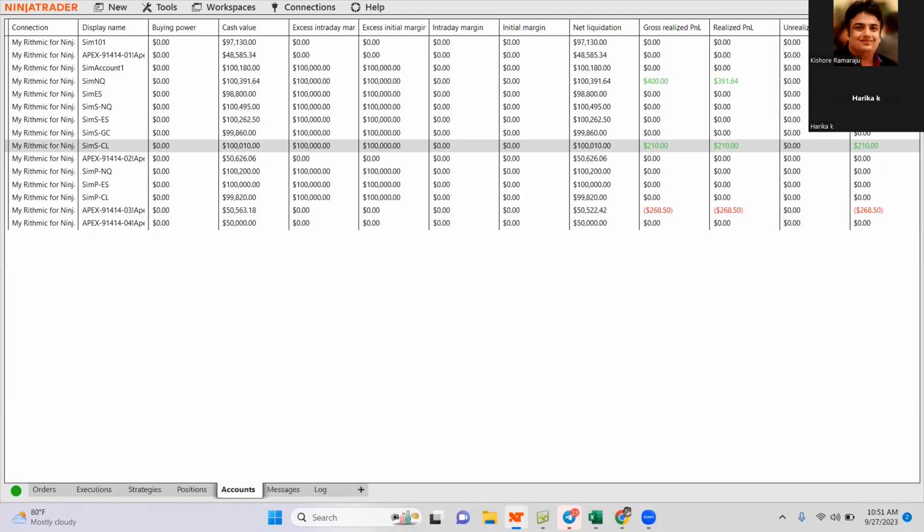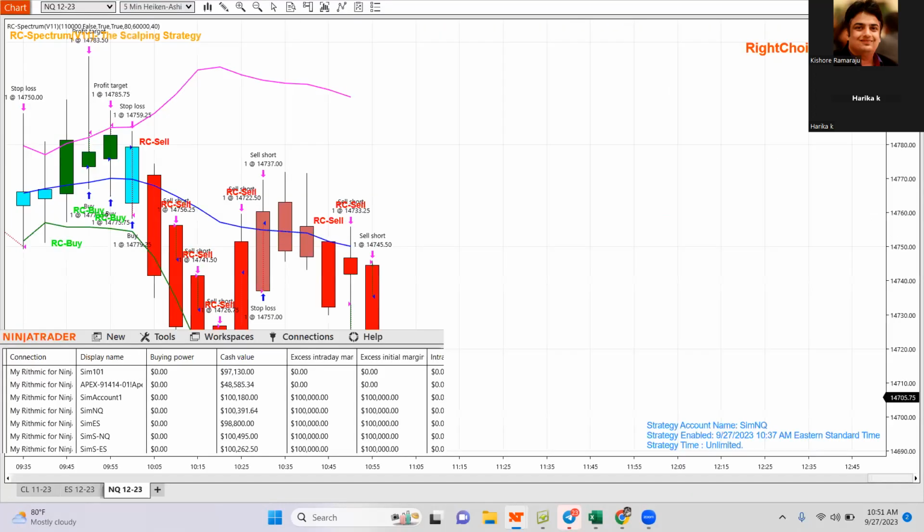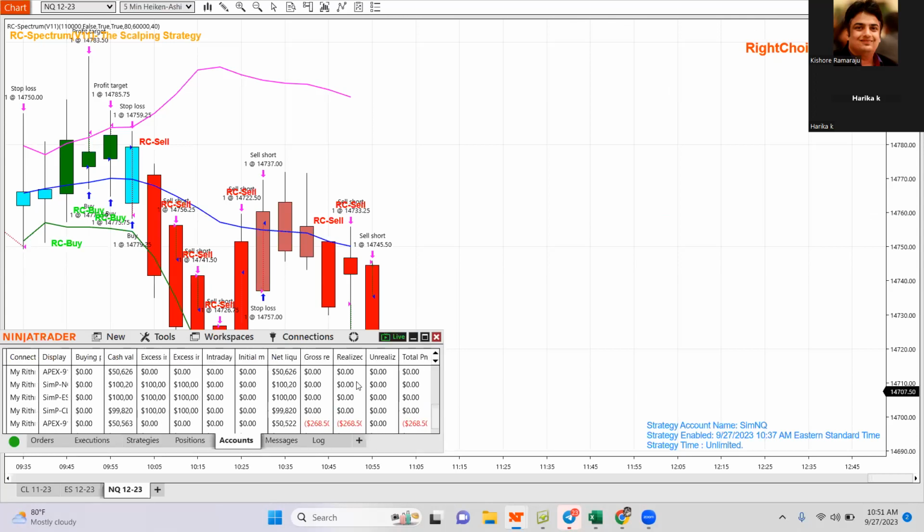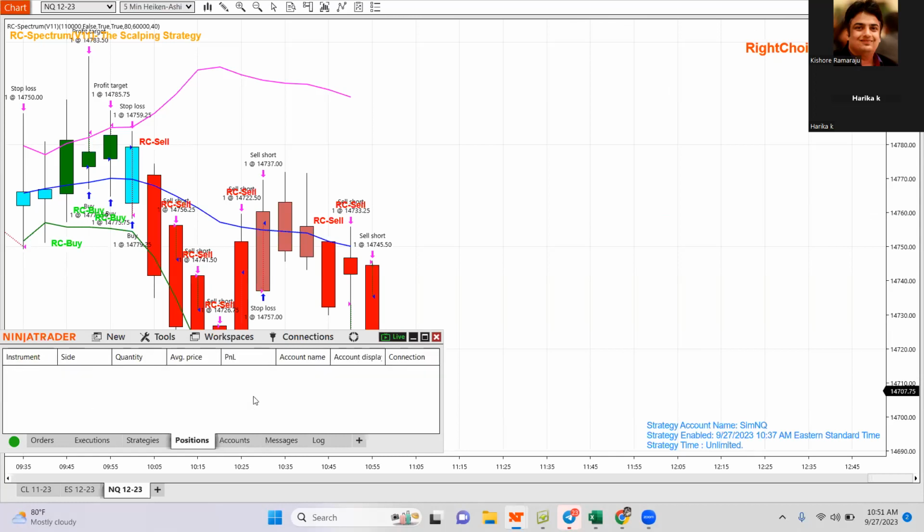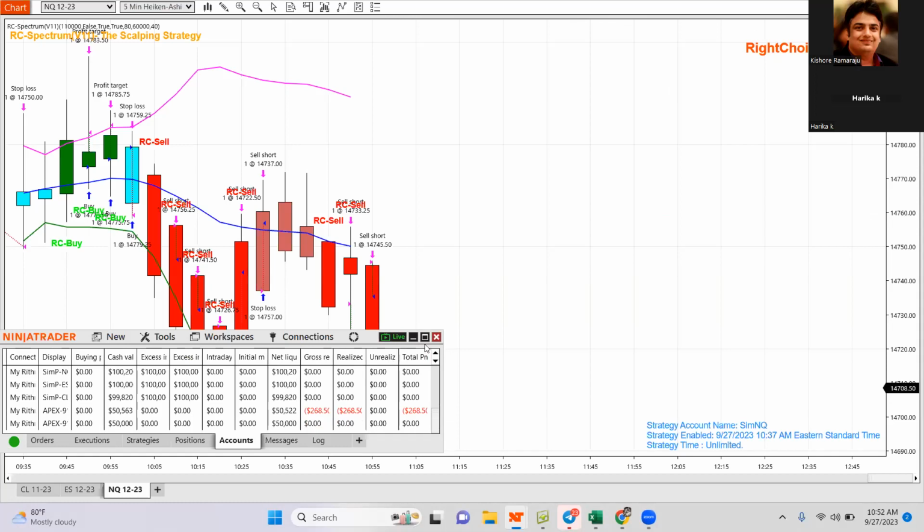So that's what you can see. With the algo, we don't need to worry about whether we should go long or short. The algo took the positions by itself. That particular red which you are seeing was not during the session. Narika, I think it was before, right? Yes, Kishore, the last one.